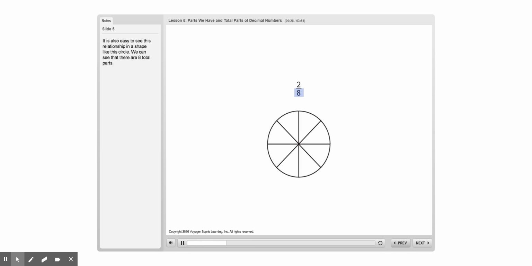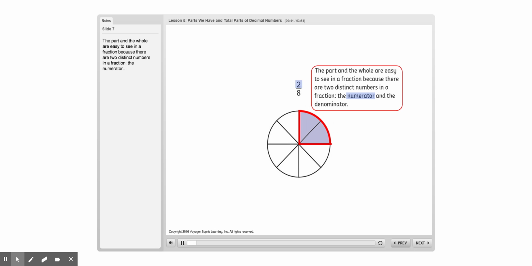It is also easy to see this relationship in a shape like this circle. We can see that there are 8 total parts. The numerator, 2, represents the parts we have. The part and the whole are easy to see in a fraction because there are 2 distinct numbers in a fraction, the numerator and the denominator.